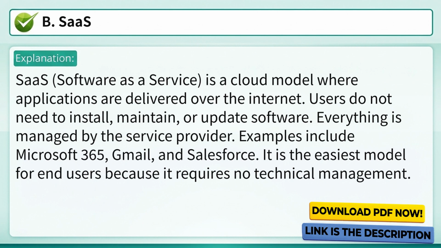B. SaaS. Explanation. SaaS, software as a service, is a cloud model where applications are delivered over the internet. Users do not need to install, maintain, or update software. Everything is managed by the service provider. Examples include Microsoft 365, Gmail, and Salesforce. It is the easiest model for end users because it requires no technical management.